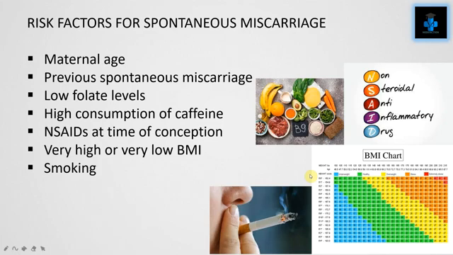Risk factors for spontaneous miscarriage may be maternal age, previous spontaneous miscarriage, low folate levels, high consumption of caffeine, NSAIDs at the time of conception, very low or high BMI, which means body mass index. Also, smoking may be a risk factor for spontaneous miscarriage.